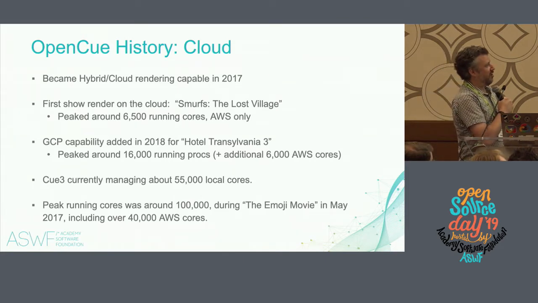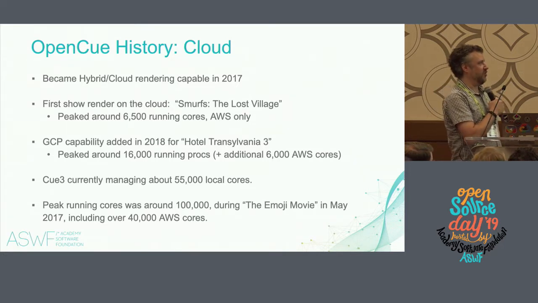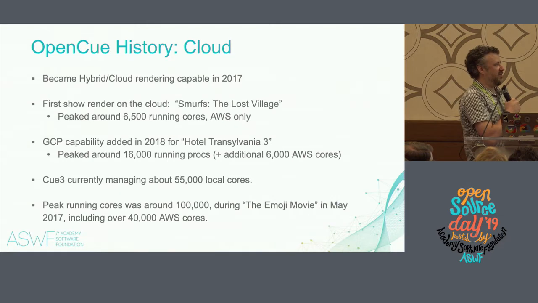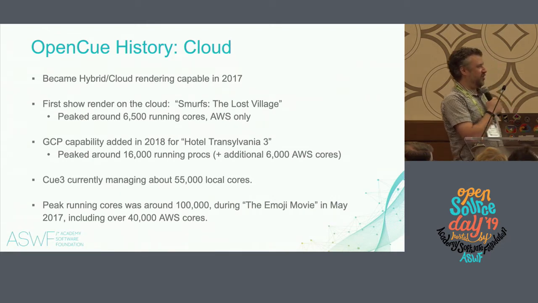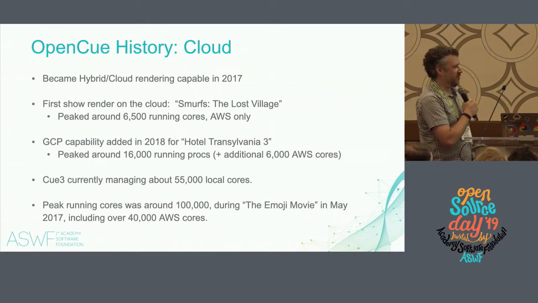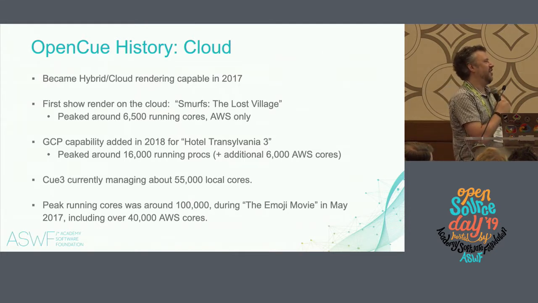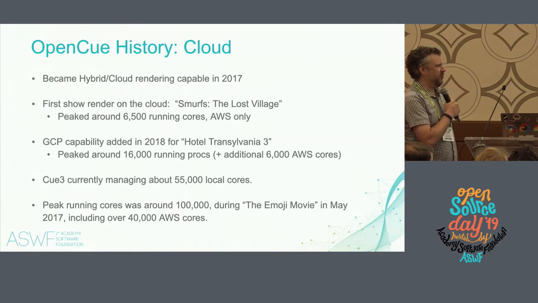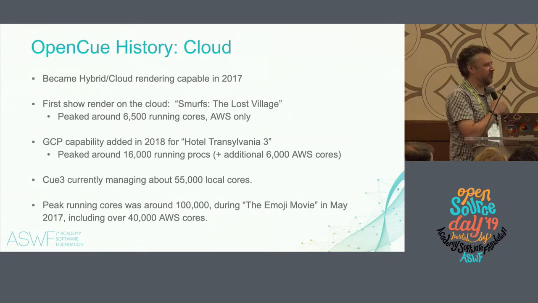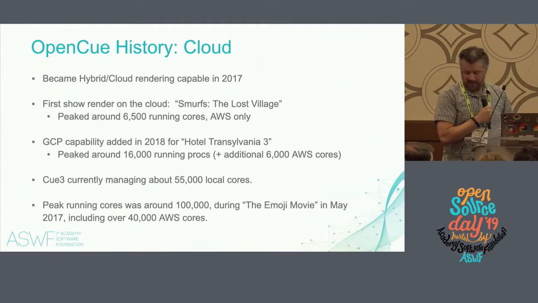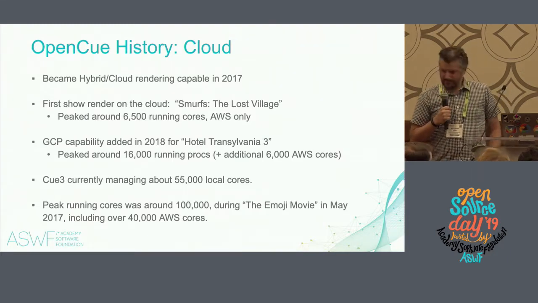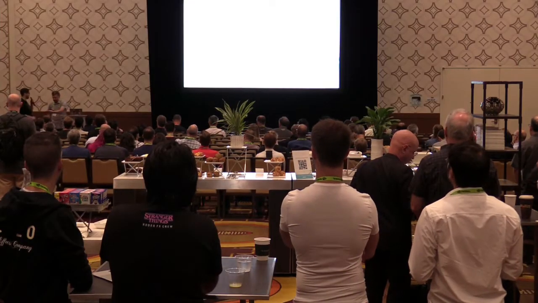Currently, our render farm has about 55,000 local cores in it, but our peak total running in our Q3 software was actually about 100,000, and that was during the Emoji Movie, if you can imagine, in May of 2017. And that included about 40,000 Amazon cores running alongside our on-prem cores. And so that's the gist of the history. I'll pass it on to Brian now. Hey, thanks.